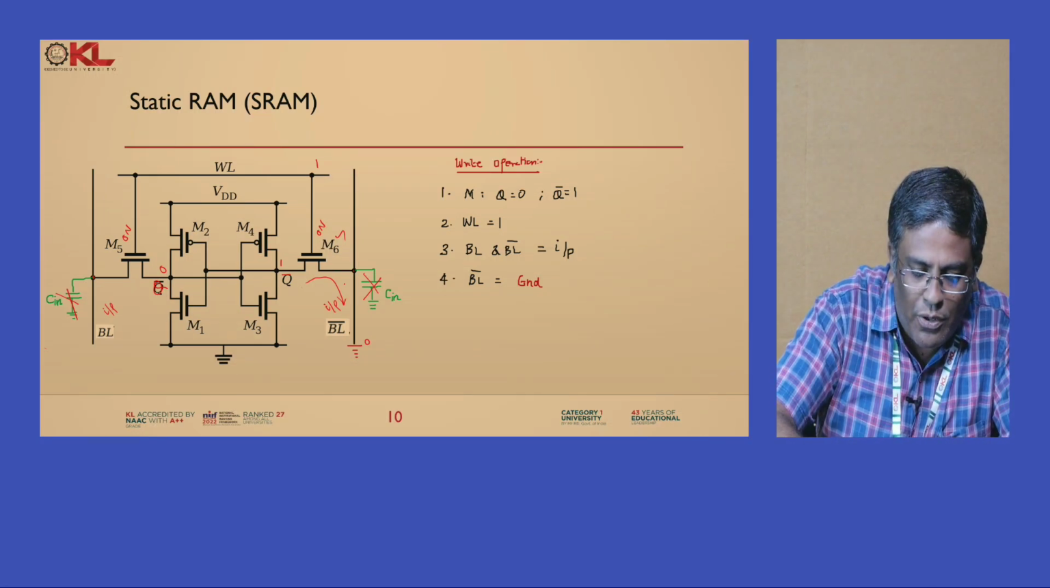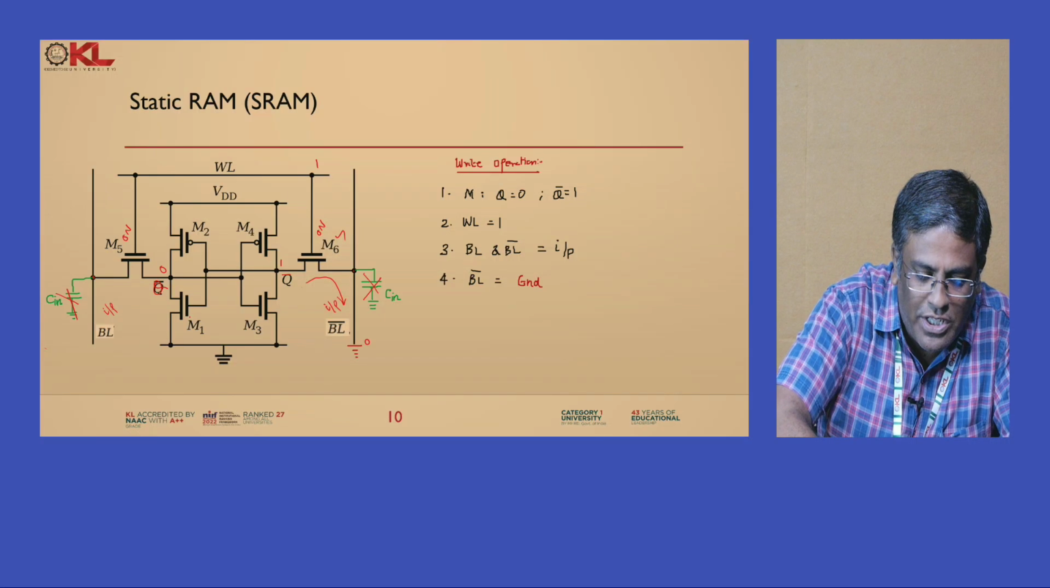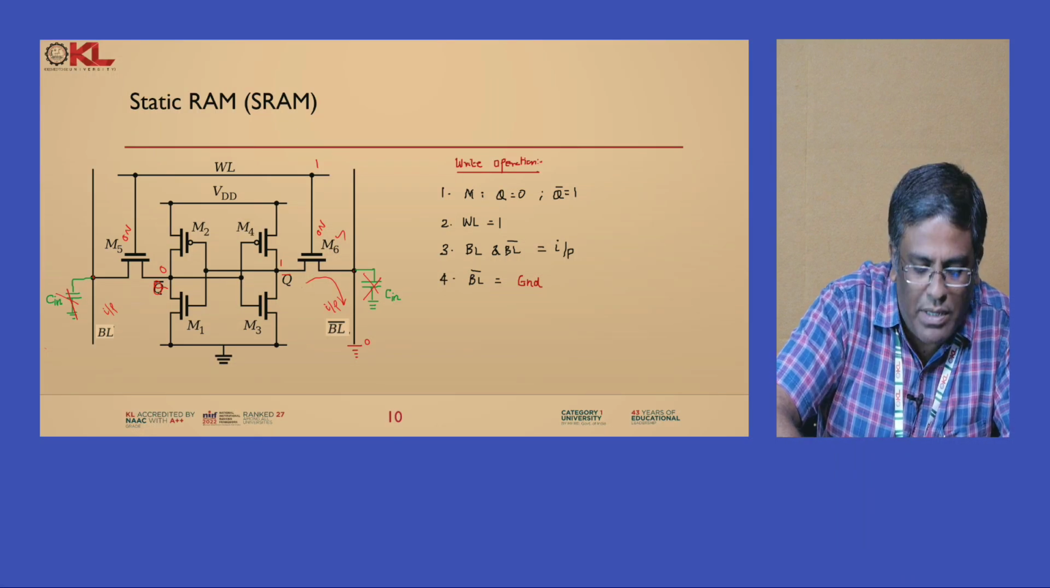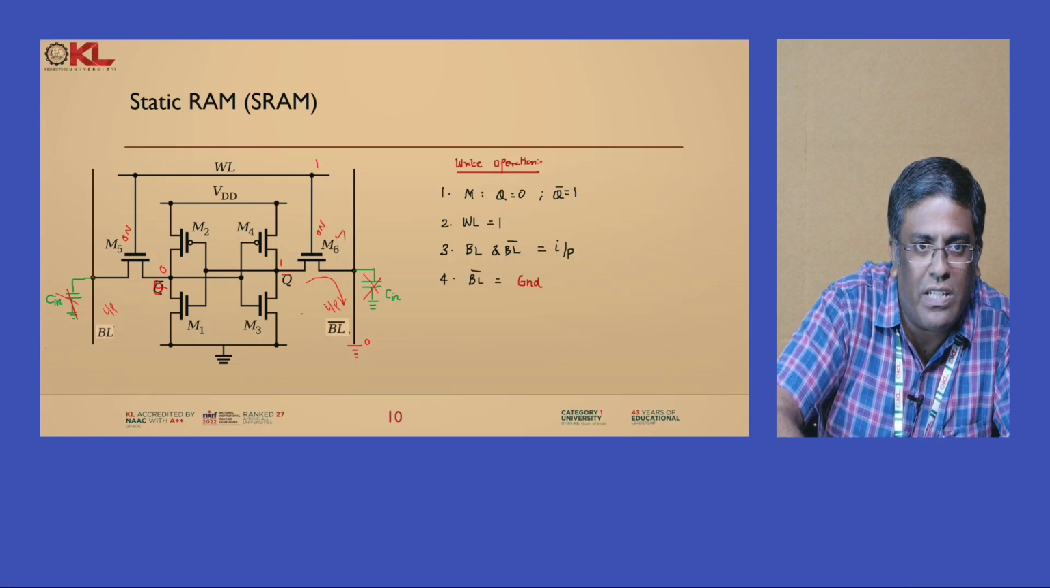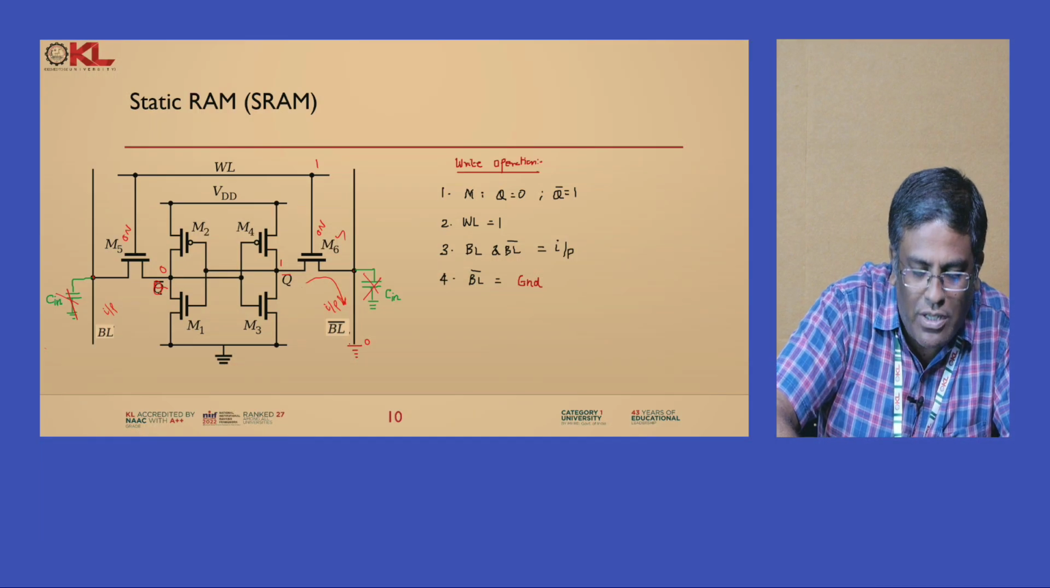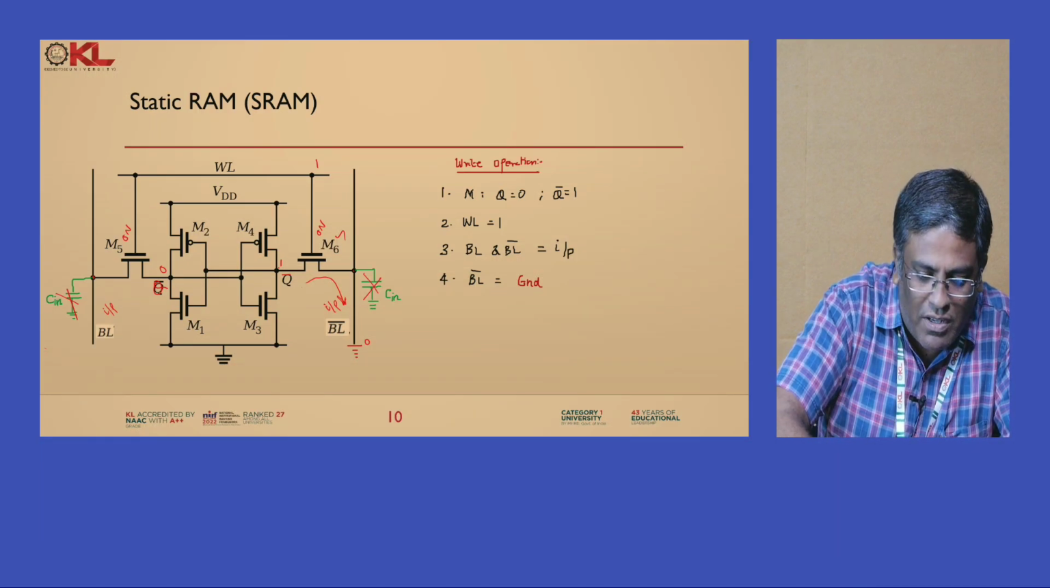Previously, what happens here is that M1 is in the on condition. Can you see that? M1 is in the on condition. Why? Because here is 0 and previously the logic 1 is present. So because of the logic 1, M1 is in on condition and M2 is in the off condition. But since this BL bar is 0, grounded, all the charge available at this point Q bar is going to be discharged through this low impedance path. So because of it, this will become 0.